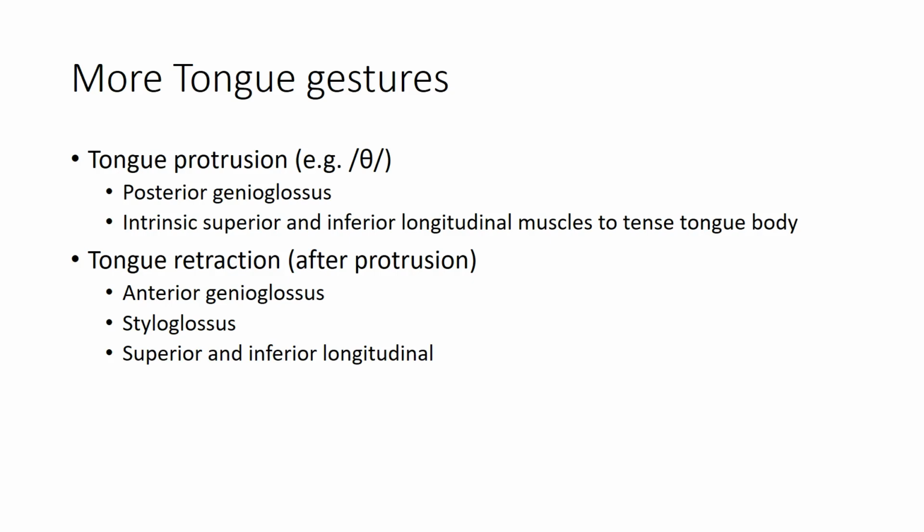After that tongue protrusion is done, we have to have tongue retraction. Anterior genioglossus muscles will pull the tongue tip downward and back into the mouth. Styloglossus muscle helps pull the tongue body backward, and superior and inferior longitudinal muscles can also help retract the tongue tip by contracting more strongly than they would for tongue protrusion.